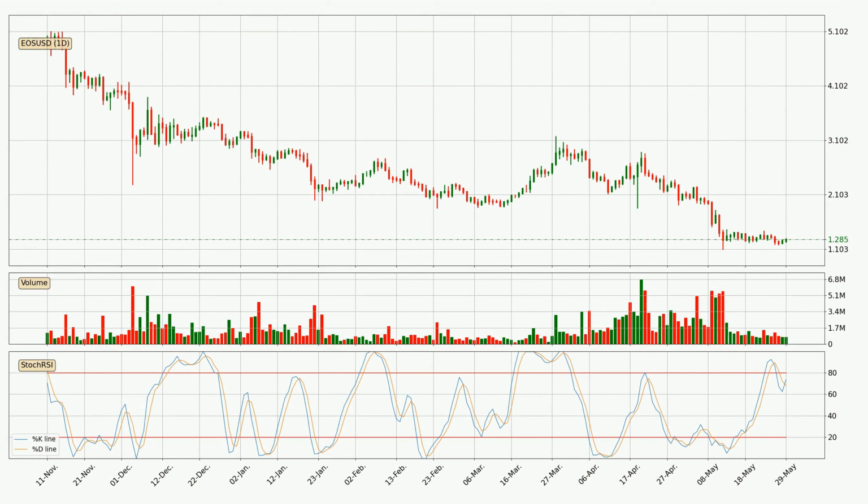Moving to the daily Stochastic RSI, the Stochastic RSI currently shows no overbought or oversold conditions, but the %K line is over the %D line, which means the current trend is to the upside.